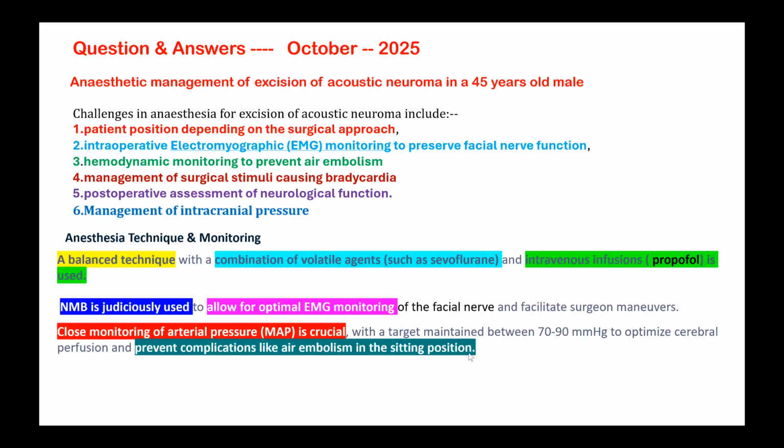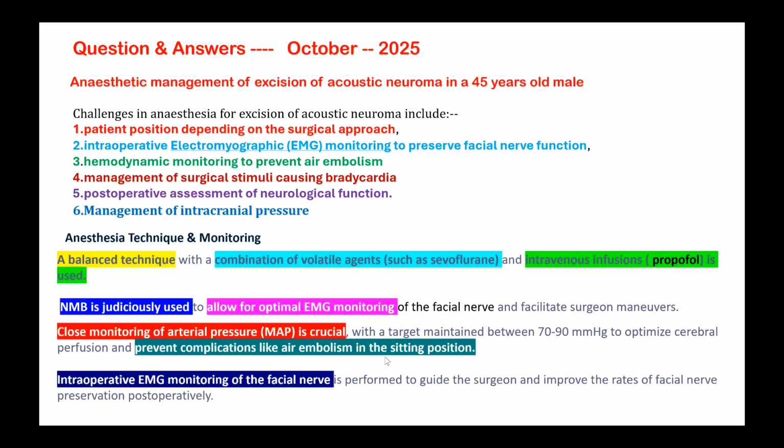And it will also help in preventing air embolism, because hypotension causes more drawing of air in the open sinuses because of the low pressure, whereas a normal pressure will prevent air entrainment. And intraoperative EMG monitoring of the facial nerve is performed by the surgeon. So you have to preserve the integrity of the nerve. Now, coming to the patient position, it depends on the surgical approach.